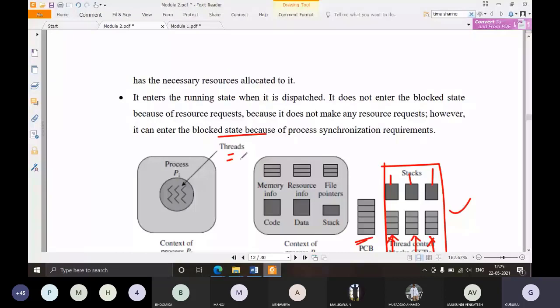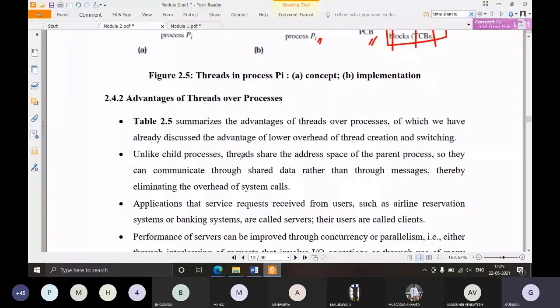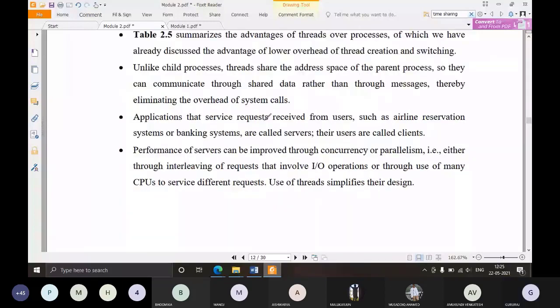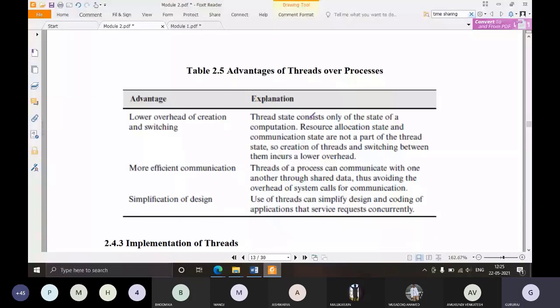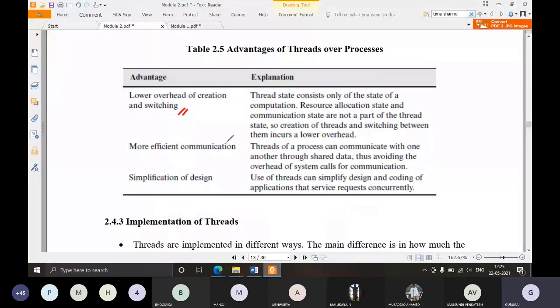Next are some of the advantages of threads over processes. There is a table here with 3 advantages. One is lower overhead of creation and switching, which we saw. Why? Since there are no separate resources, there is no separate context for threads, so they can be easily switched or swapped. Next is more efficient communication.